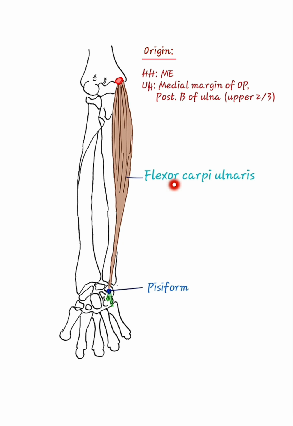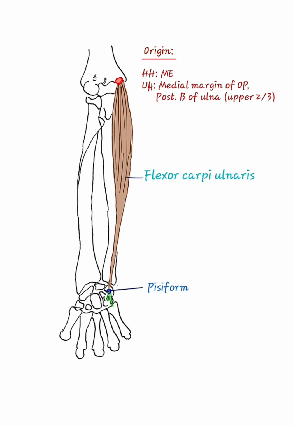Flexor carpi ulnaris, it is medial most of the superficial flexors of the forearm. Origin, humeral head, ulnar head. Humeral head, it arises from medial epicondyle. Ulnar head, it arises from medial margin of olecranon process, upper two-third of posterior border of ulna.